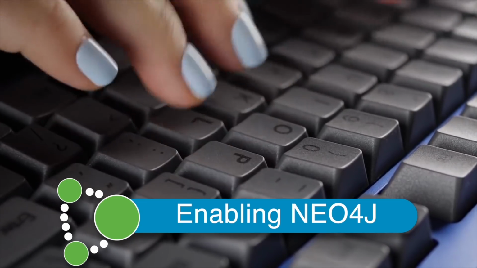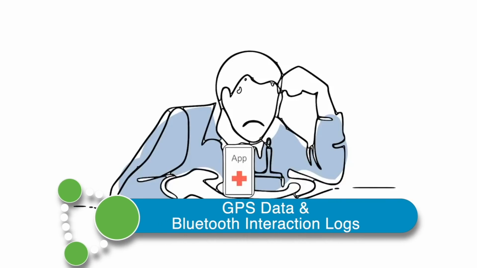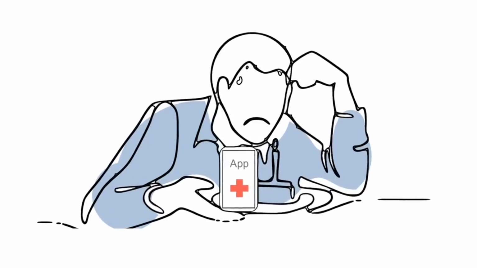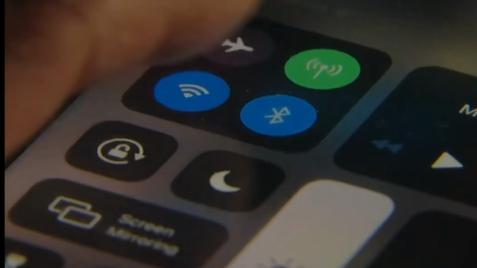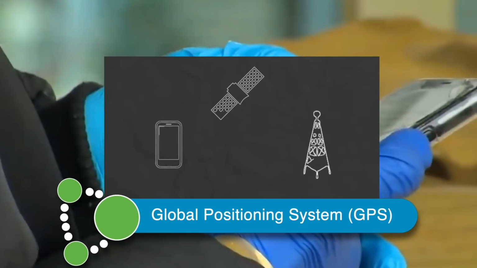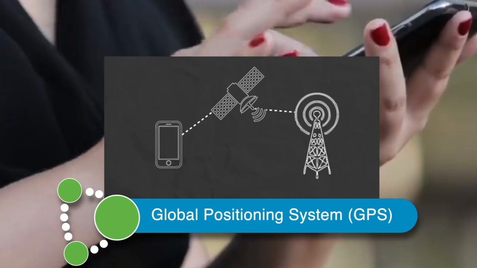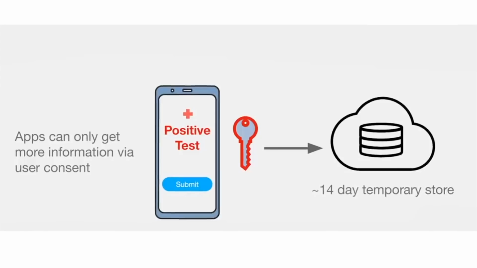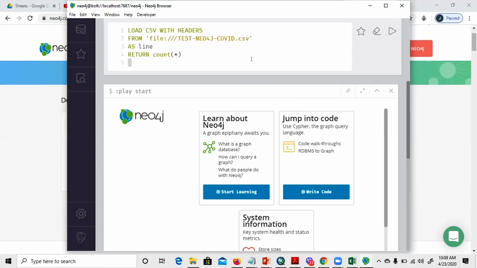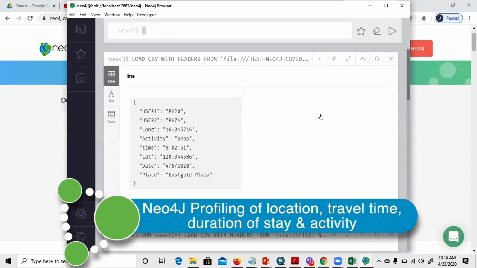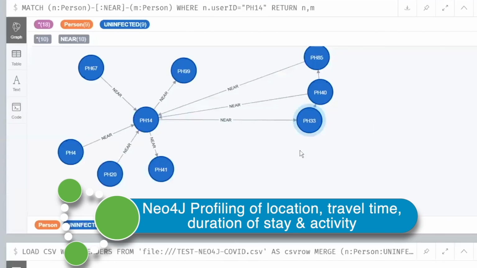To enable Neo4J, data of global positioning systems and Bluetooth interaction logs generated by mobile phones are utilized. Combined, the data enables Neo4J to profile the range of past to present travel history and proximity interactions of mobile phone users. Global positioning systems, GPS, in mobile phones enable telecommunication providers to map the location of each mobile phone while it is in real-time motion. Over time, a cache of travel data is recorded. With this data, Neo4J accurately profiles the location, travel time, duration of stay, and activity conducted by a mobile phone user.